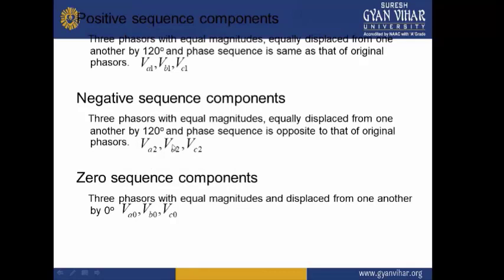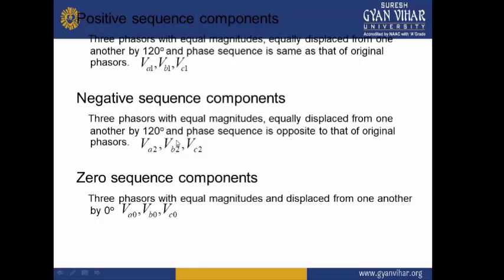Now, what are the positive sequence components? Let's discuss them. The positive sequence components are three phasors with equal magnitudes, equally displaced from one another by 120 degrees, and the phase sequence is the same as that of the original phasors. If the sequence of the original phasors is A, B, C, then these positive sequence components will also follow the same phase sequence A, B, C. The most important thing is that their magnitudes are equal, and they are equally displaced from one another by 120 degrees.